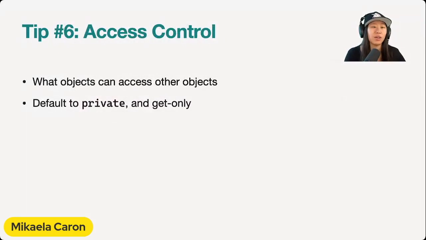Tip number 6 is about access control. So it's all about what objects can access other objects. Because when you think about it, bugs are from one object accessing a different object that it shouldn't be able to and changing its value. That's really what a bug is. So we can prevent some of that by using access control. And we do that by trying to default to private and get-only variables.